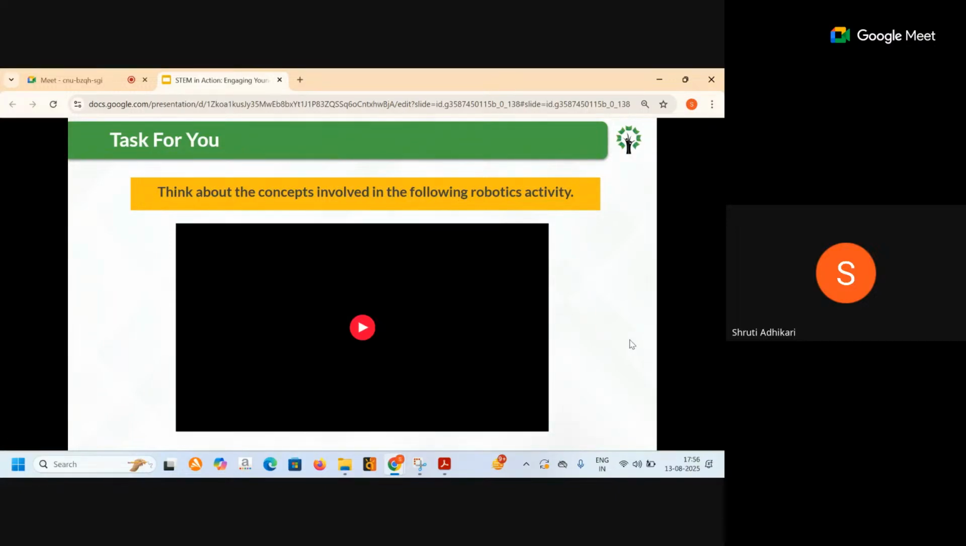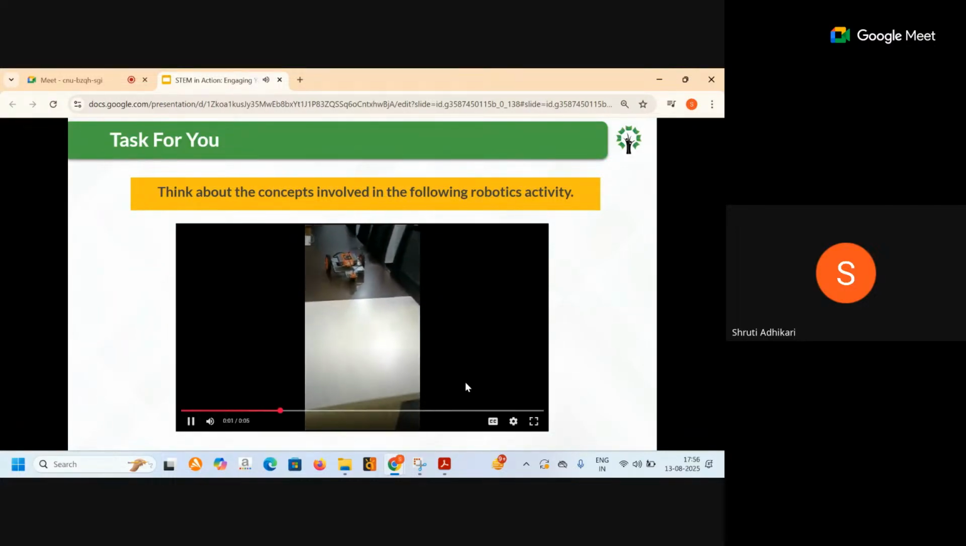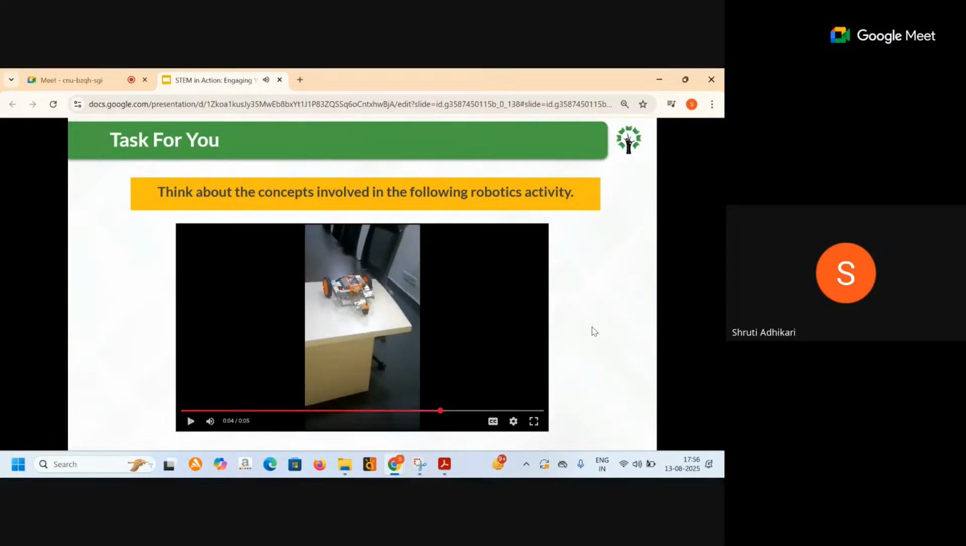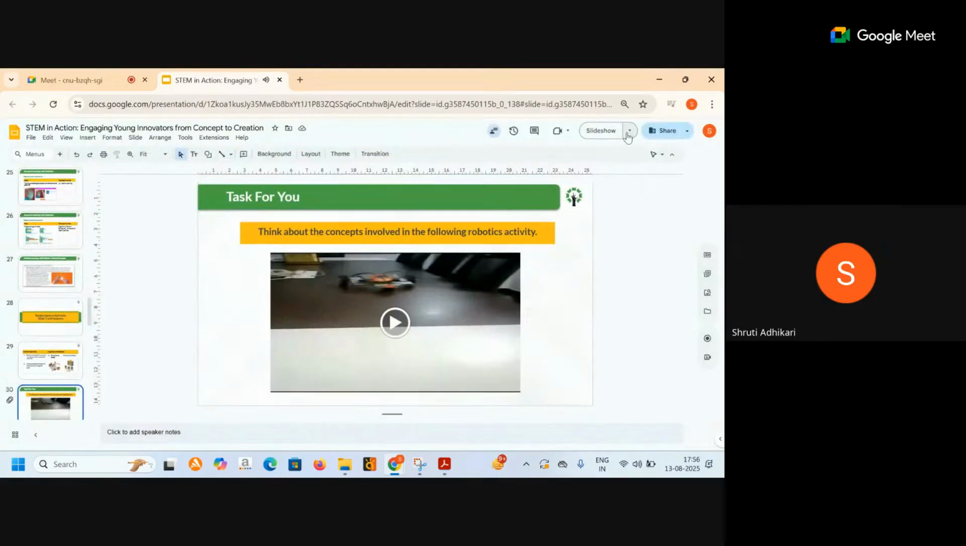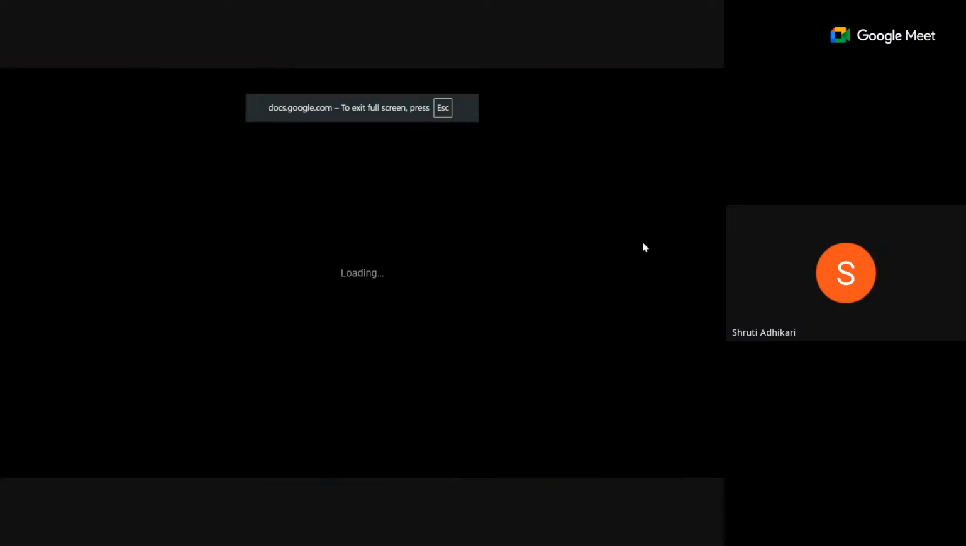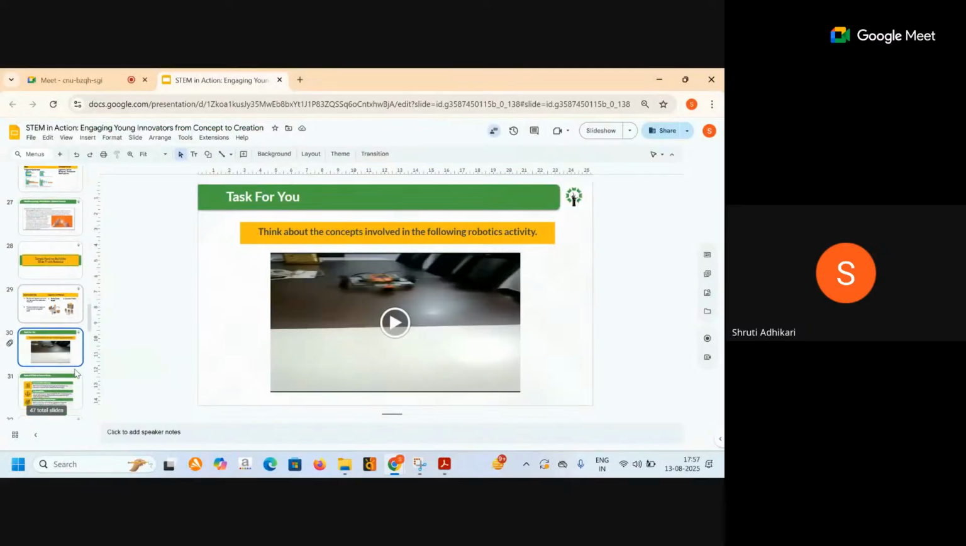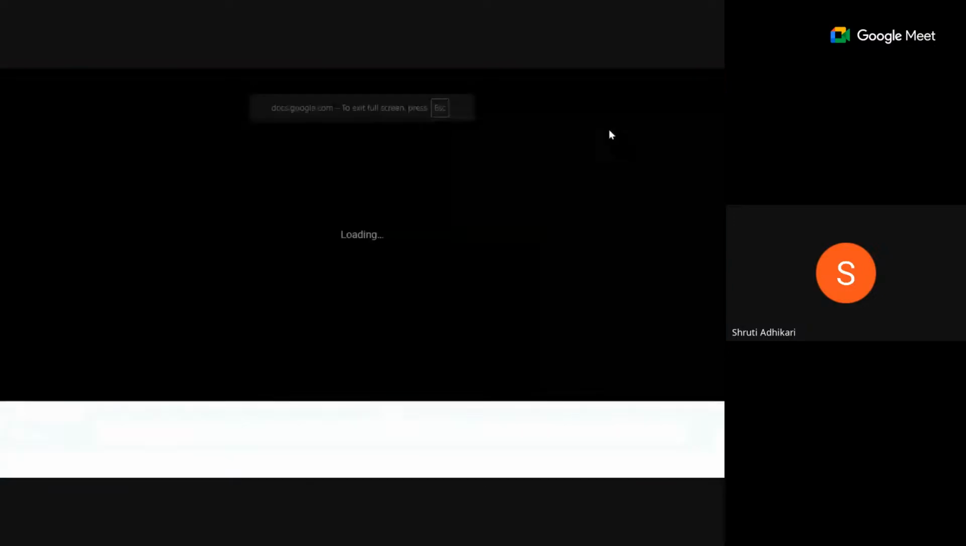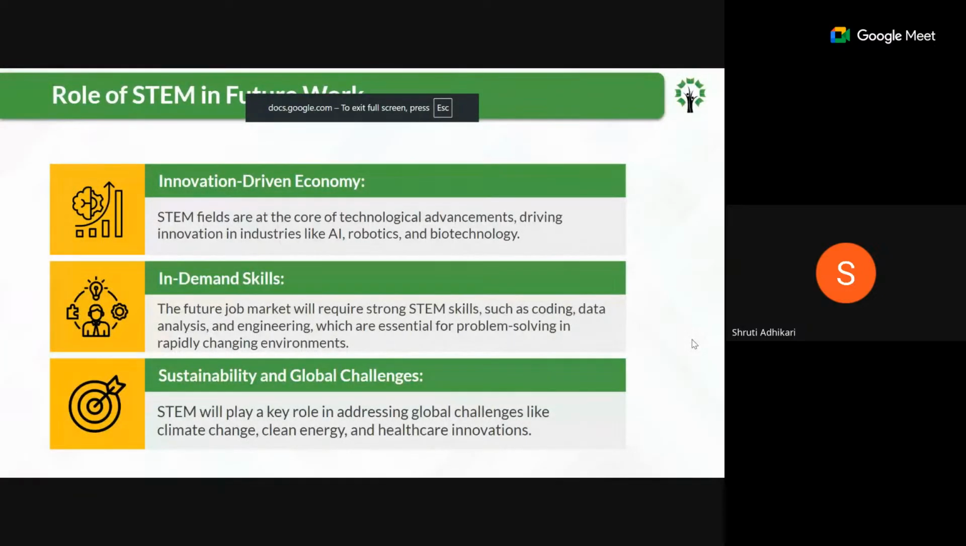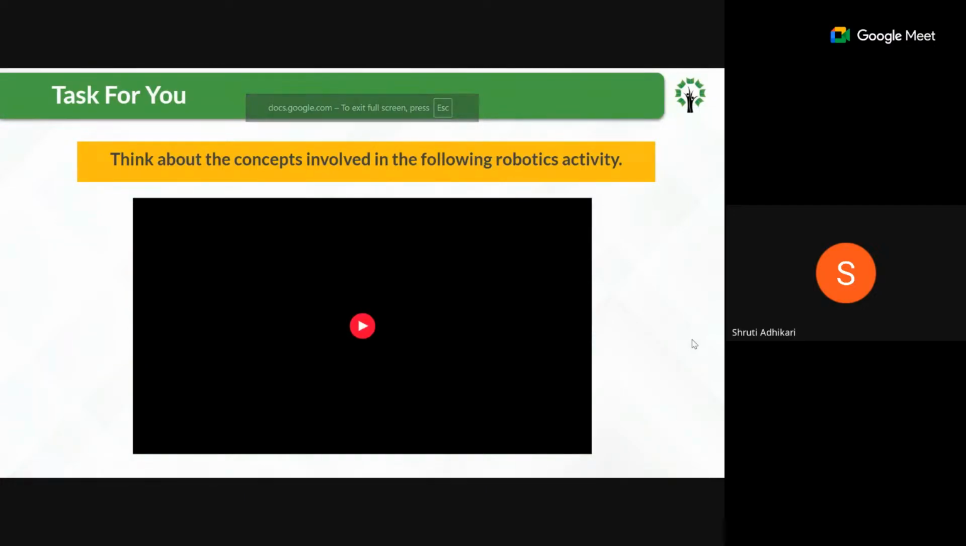The color detection, and object detection, and so on. Okay, so ma'am, you have correctly pointed out it's based on edge detection. Now, can you tell me the different concepts which are involved in this robotics activity?